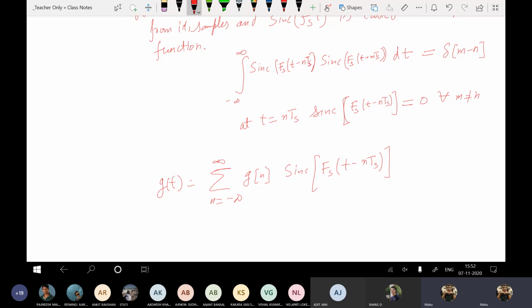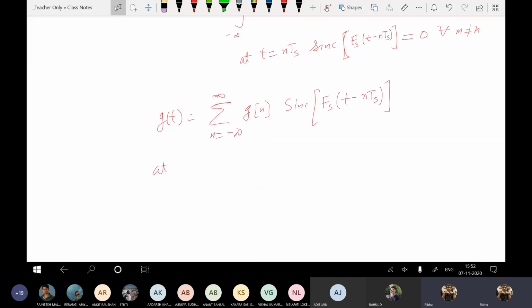I have this, fine. Now at t equals kTs, sinc of fs (t minus mTs) equals 0 for m not equal to k, fine.